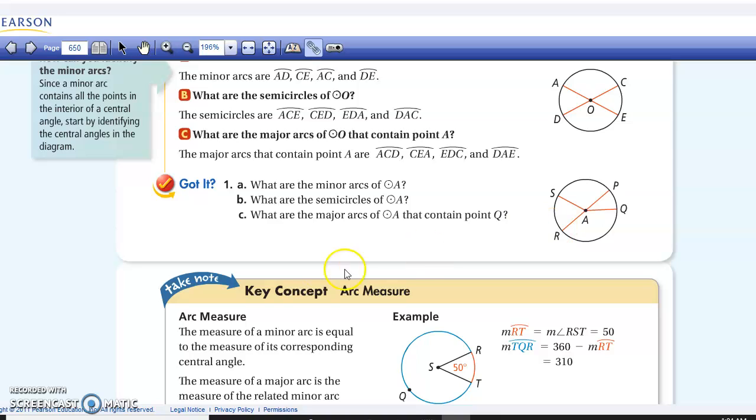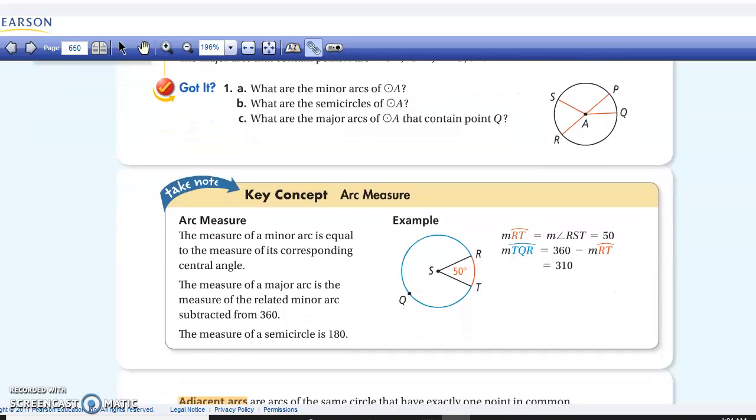PSR. What are the major arcs of circle A that contain point Q? Okay, it says the major arc. That means it has to be more than 180. It has to be RQS, for example. We go in this direction. It has to be PQRS, that is more than 180. I hope you get the idea. We have several answers for this kind of example.